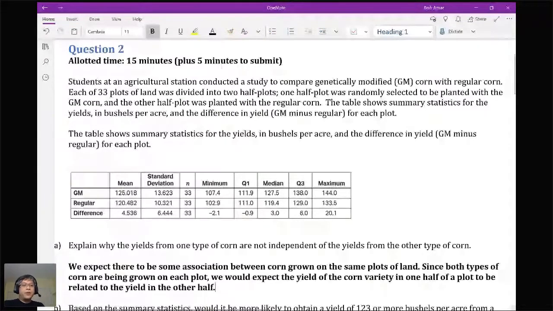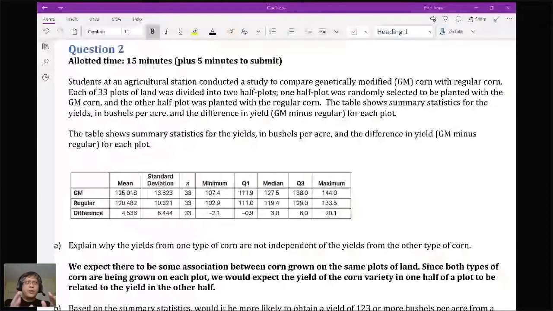Some other things to consider, for example, are issues involving the actual quality of the soil. Someone asked, can you justify by saying that this would make it a matched pairs design, which implies dependence? I would say that you could say that it's a matched pairs design because of the study design. They actually took each plot and divided it in half instead of just randomly selecting plots into different locations, for example. That's what I would say to that.